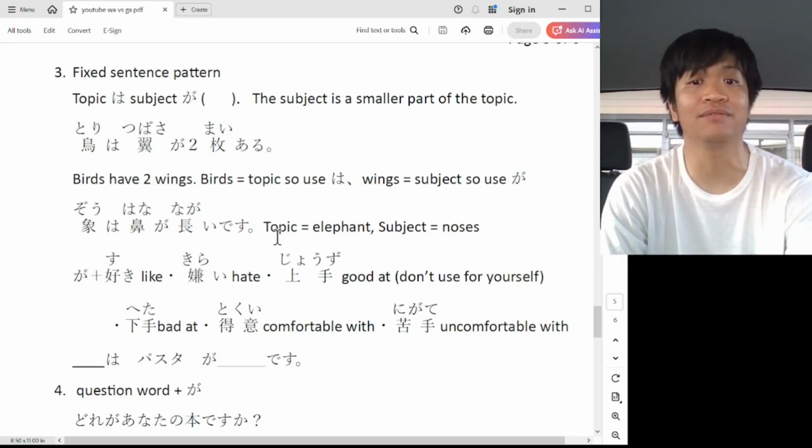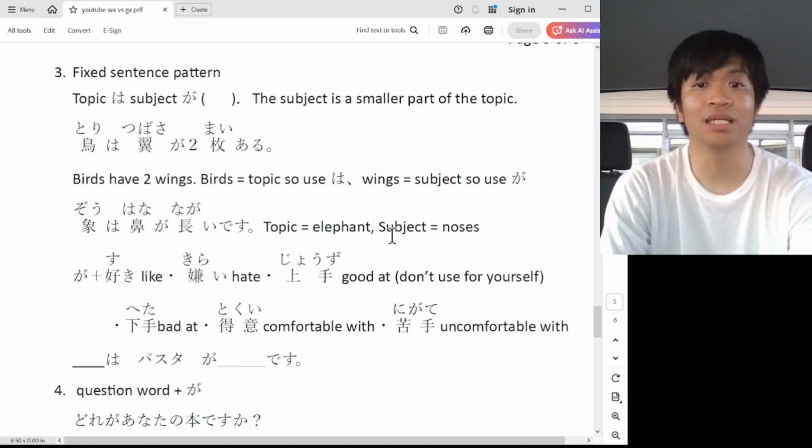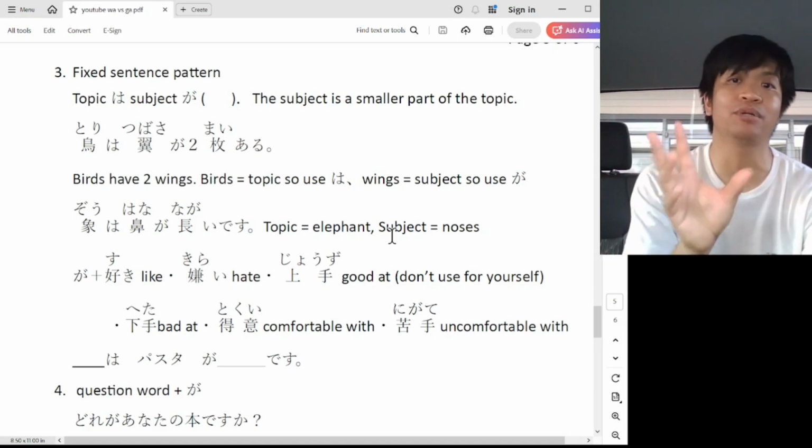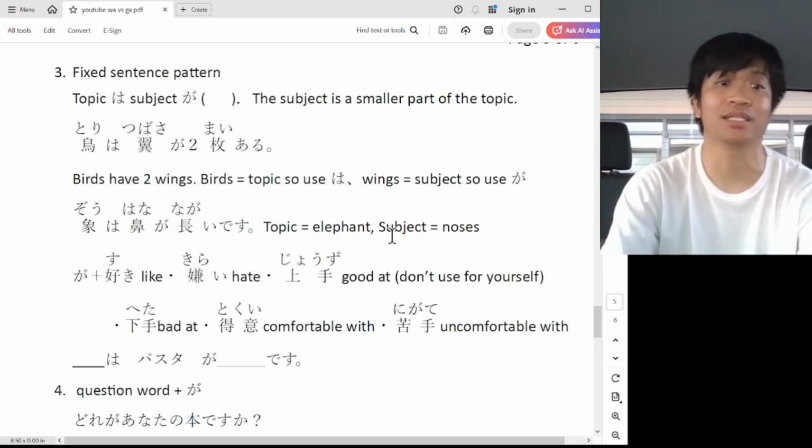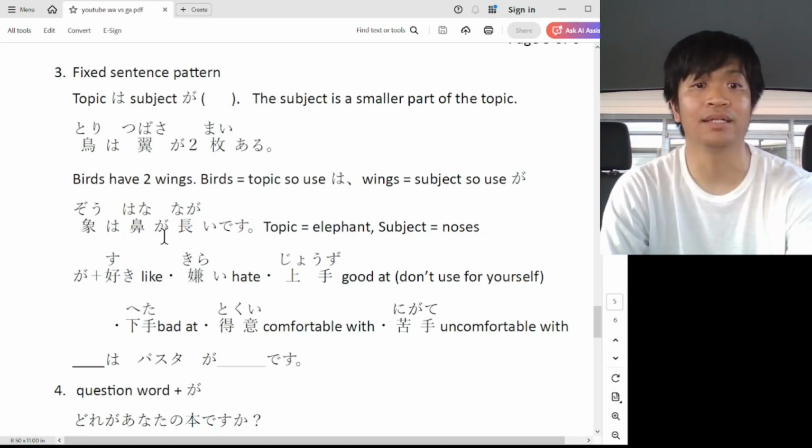Here, the topic is elephant, and the subject is the nose. So the subject, the nose, is a smaller part of the topic. The nose is a smaller part of the elephant. That's why you have that wa and ga. That's the fixed sentence pattern.